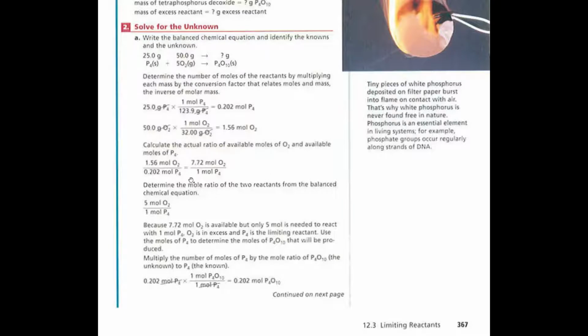Okay, so this is what we actually have, right? We had 25 grams of phosphorus and 50 grams of oxygen. What does that have to do with moles? Well, if we convert all that to moles, that means we have 7.72 moles of O2 for every 1 mole of phosphorus.